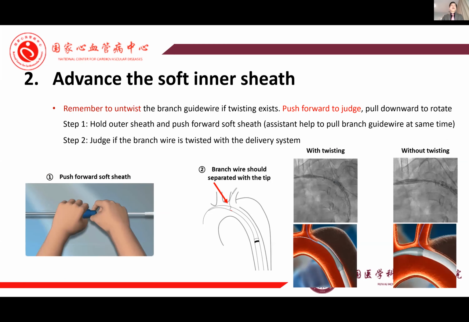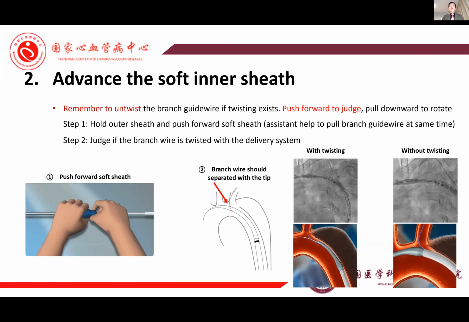So let's advance the soft inner shaft first. Step 1: we hold the outer shaft and push forward the soft shaft, and let your assistant help you pull the branch gate valve at the same time to keep the whole system straight and not rotated. The second step is to judge if the branch valve is twisted with the delivery system.